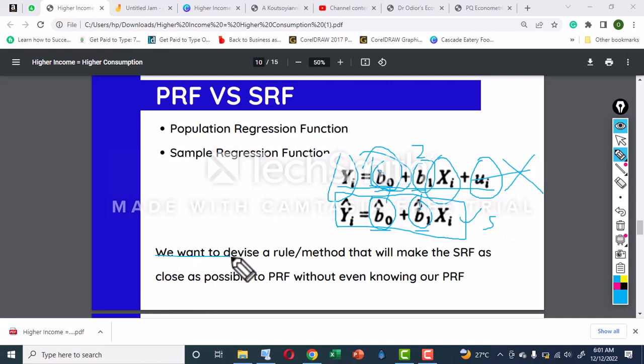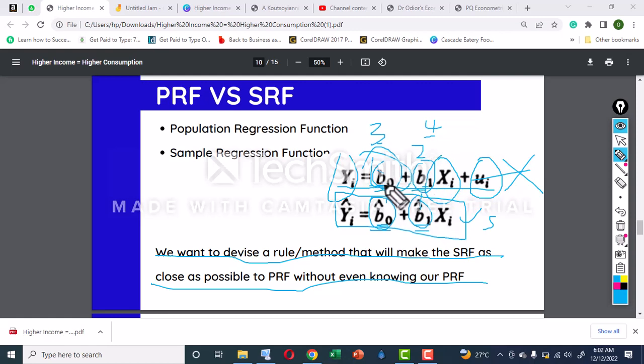So I mentioned here that we want to devise a rule or method that will make the sample regression function as close as possible to the population regression function, without even knowing it. We want this b0 hat and b1 hat to be as close as possible to this b0 and b1. For example, if I say B0 is 3 and B1 is 4, you can easily make sure that this one is like 2.9 and this one is like 3.95, something like that.